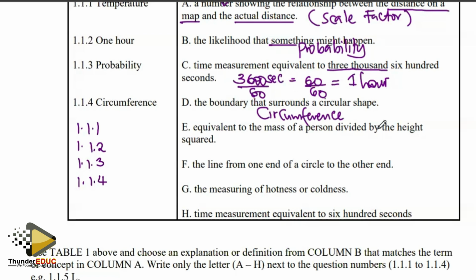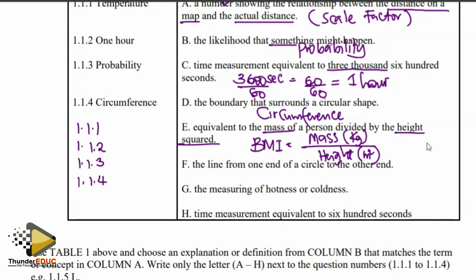Then E, an equivalent to the mass of a person divided by, take note of that, mass of a person divided by the height squared. This is BMI. Why? We got the mass of the person in kg, divided by the height, which is in meters. So E stands for BMI.